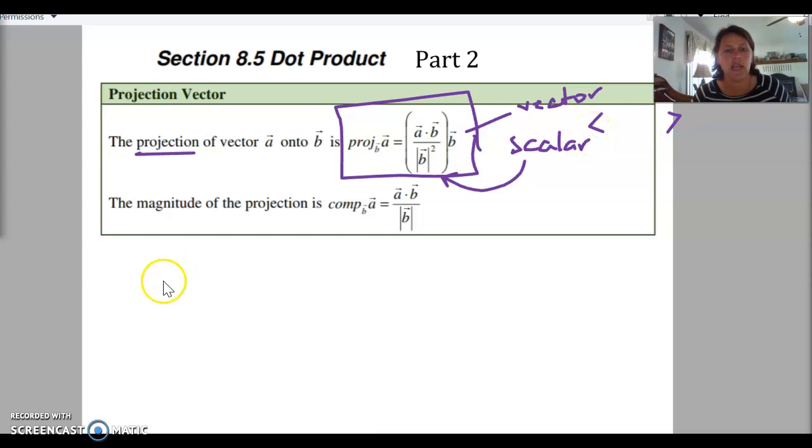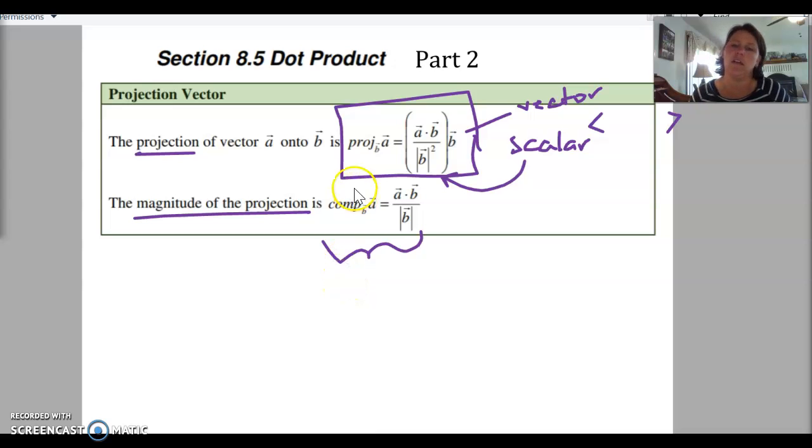Okay? Then when we need to find the magnitude of the projection, don't go through all of the math of trying to find the projection and then finding the magnitude of this vector here. You should come up with the same answer if you do that, but it has its own simpler equation to be able to find the magnitude of the projection.